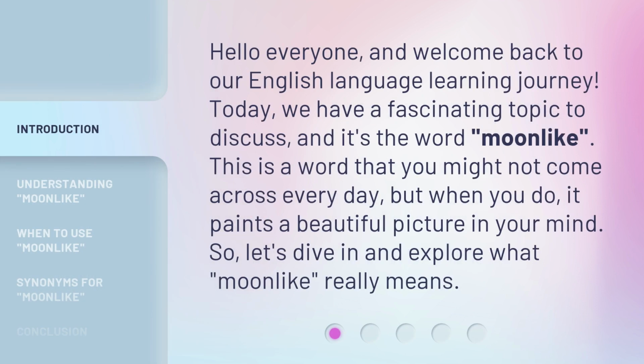Hello everyone, and welcome back to our English language learning journey. Today, we have a fascinating topic to discuss, and it's the word moonlike. This is a word that you might not come across every day, but when you do, it paints a beautiful picture in your mind. So, let's dive in and explore what moonlike really means.